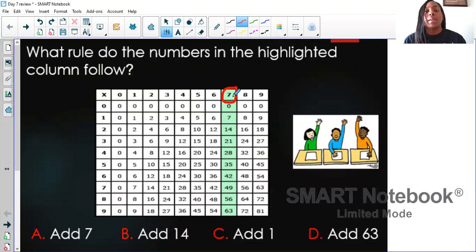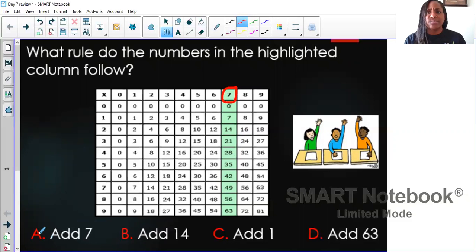So if we're in the 7s row and it starts at 0 and then we add 7 to get 7, so how do we get to 14? What do we add to get to 14? What do we add to get to 21? What about 28? That's right. So what do we keep adding? 7s. So let's look at our choices.